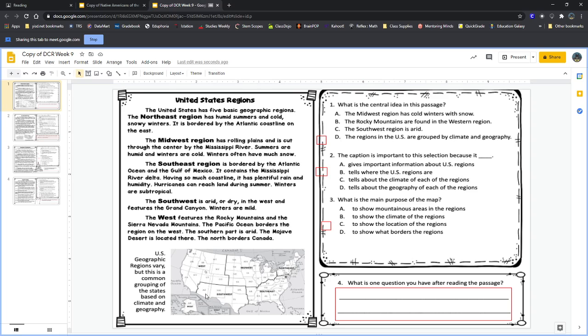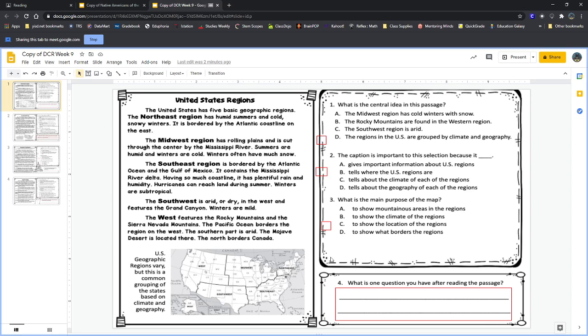Number 3, what is the main purpose of the map? So they give us a map. Whenever they add pictures to our writing, there's a very specific reason for that. It's never by accident. There's always a reason for it. They want to know, why did they add the map to this piece of writing?